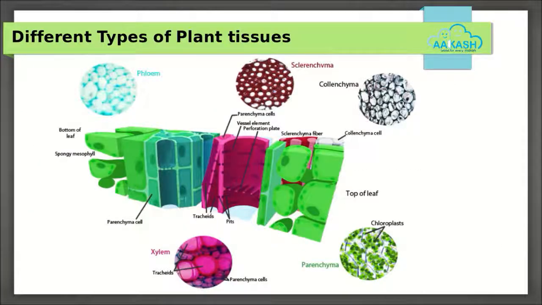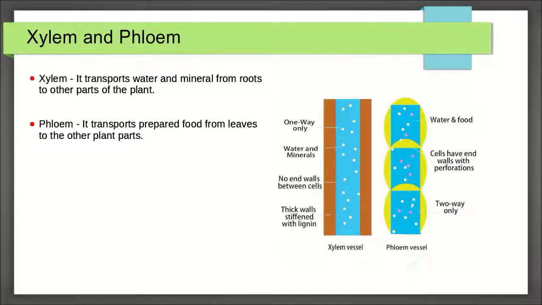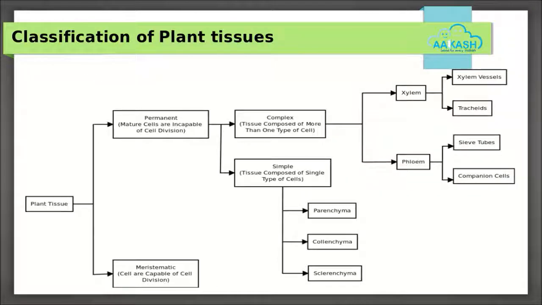Different types of plant tissues. The given image illustrates structure and arrangement of different types of tissues present in the plants. The given animation explains the functioning of conduction tissues of plants. It shows how water, minerals and food materials are transported through xylem and phloem in plants. Classification of plant tissues. The schematic diagram explains about the classification of plant tissues.